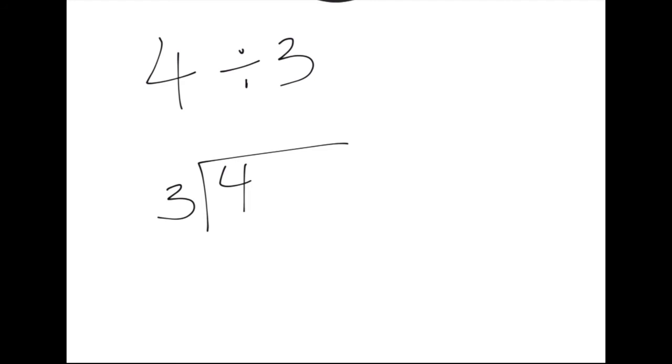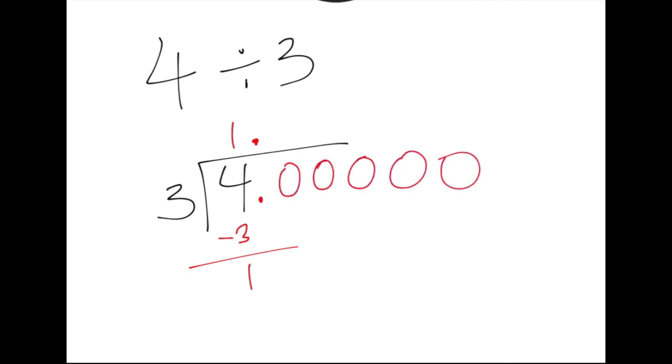Let's try another one. How about 4 divided by 3? Now this question will give us a decimal answer. 3 goes into 4 one time, so I have 1 here. 1 times 3 is 3. Subtraction, I have 1. So at this point, I'm going to put a decimal point here. Basically, there is a decimal point here, and then I can add zeros, as many zeros as I want. This number is still equal to 4, so I didn't change anything.